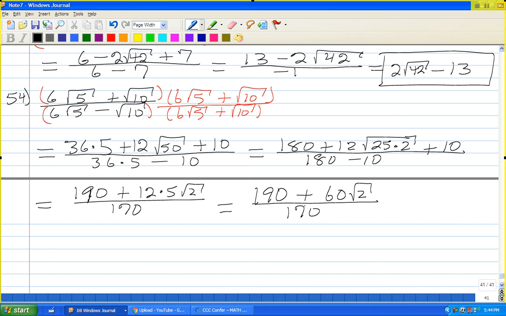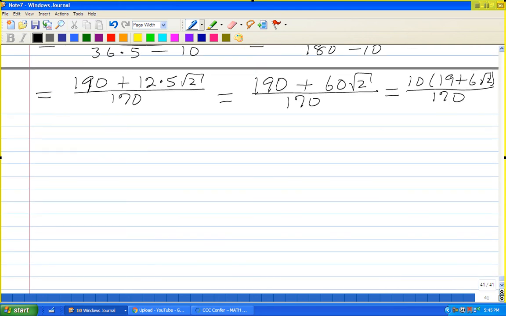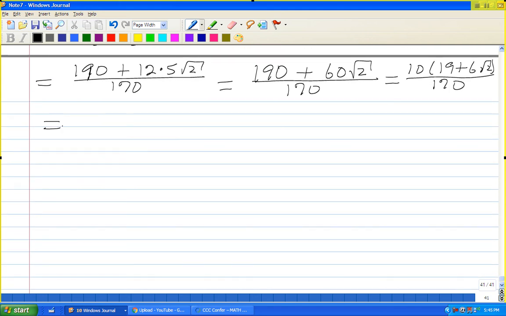I can factor out a 10 from each of these. So this is 10 times 19 plus 6 rad 2 over 170. So I can divide both numerator and denominator by 10. And so I get 19 plus 6 rad 2 all over 17. And that is your answer. Let me do problem number 55.